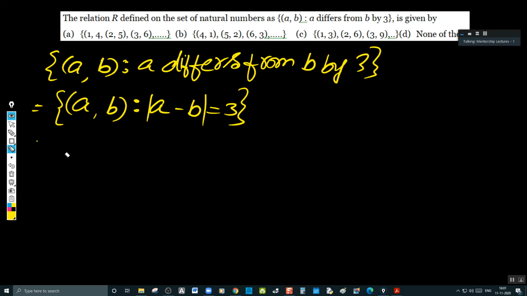This is very simple. Like this it goes. Now he wants to check the options from that way. Option A satisfies. 1, 4, 2, 5. It is a set of natural numbers, huh? I did not write that. Just a moment. I have to write it here clearly. A comma B belongs to N, set of natural numbers.